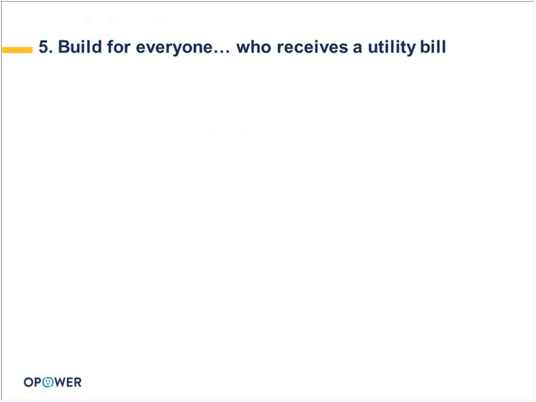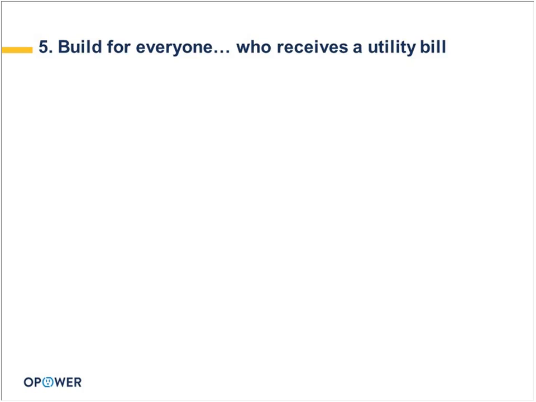Our last principle is build for everyone who receives a utility bill. So probably all of you listening to this webinar know very well that energy customers are not a tidy, well-defined user group. We have about 35% of people in the U.S. are renters, meaning that they don't have complete control over the building that they live in. About 30% of people we have email addresses for, as an average for different utilities that we work with. But the current state of affairs is that we're only able to reach 30% of these people through digital channels.